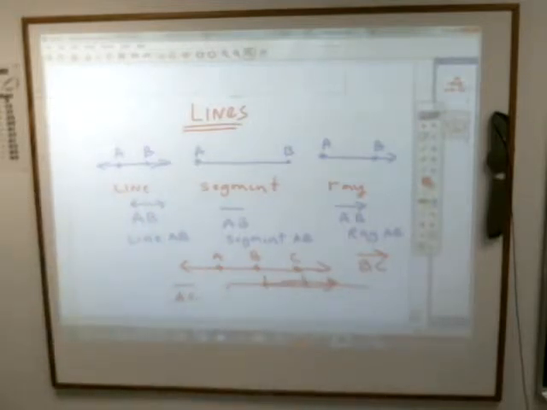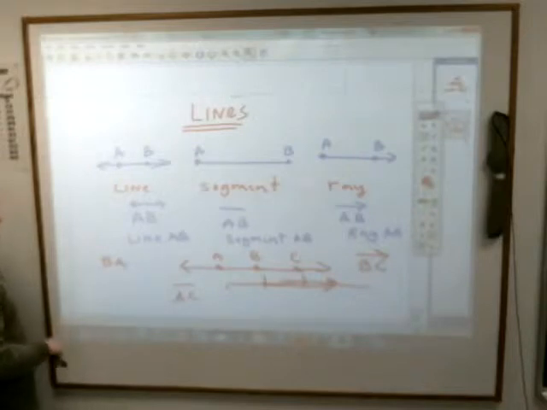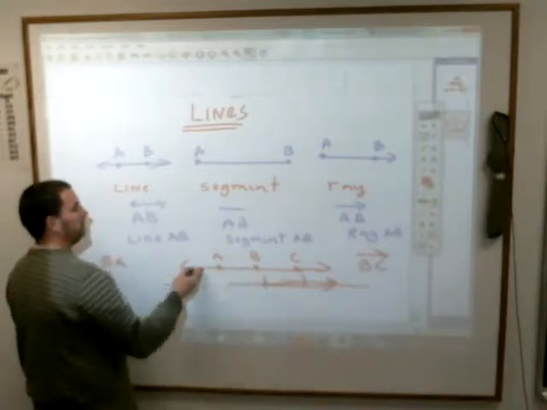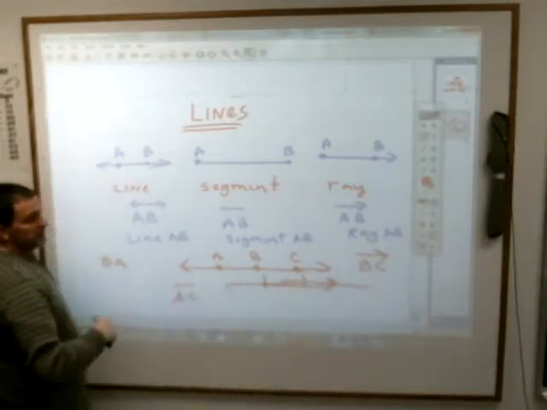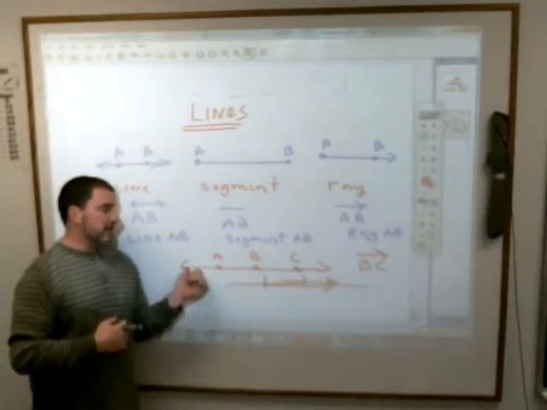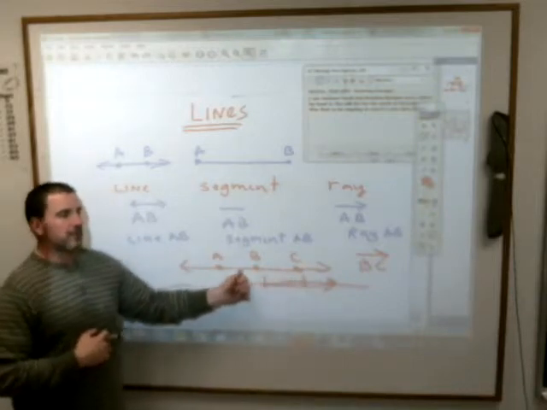So you have to make sure when you talk about things that you label it correctly. We can't just go, oh, here, I'm going to put down BA, because I don't know if you're talking about segment BA, you could be talking about ray BA, or you could really be talking about this whole line. Because there's a whole bunch of different ways. How many different ways could I label this line?